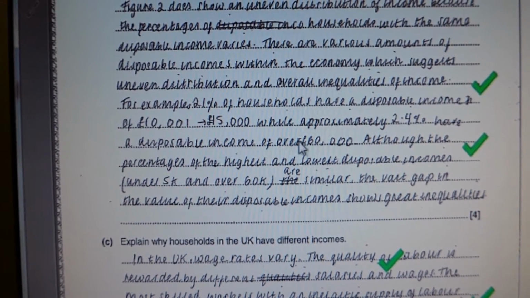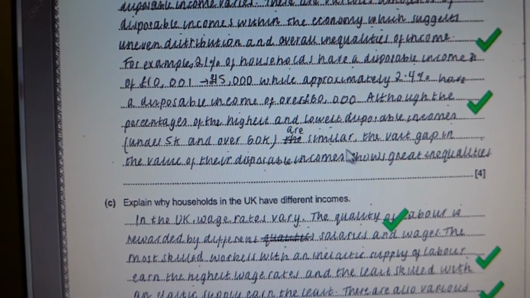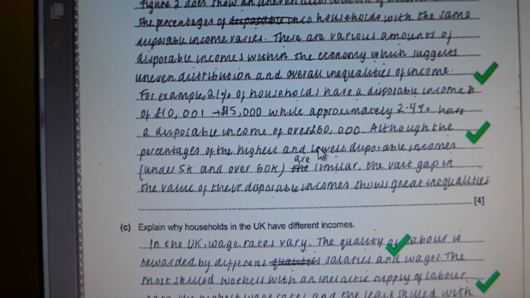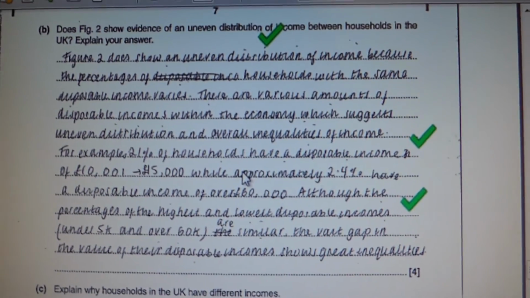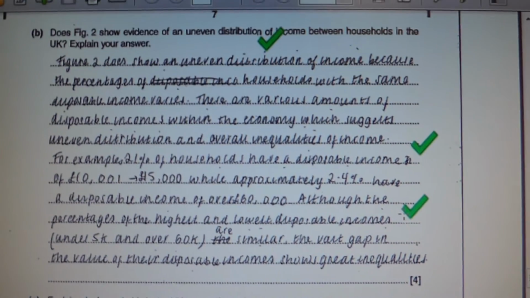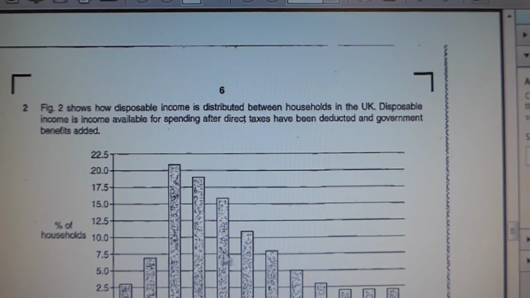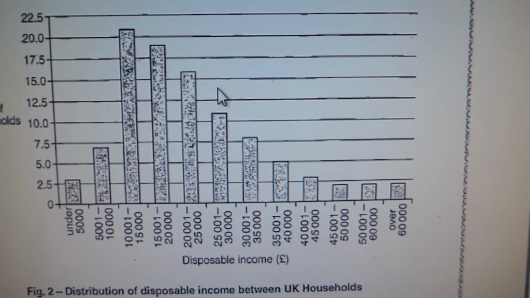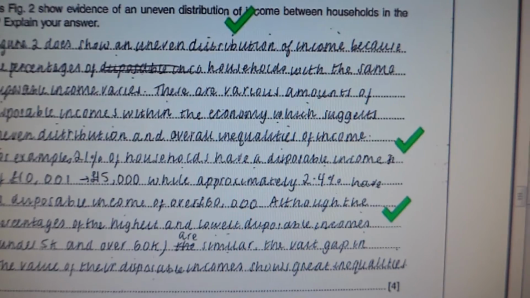2.4% have a disposable income over 60,000, tick. Although the percentage of the highest and lowest disposable incomes are similar, the vast gap in the value of their disposable incomes shows great inequalities. So again, the number of ticks on this one identifies the number of marks. So this is 1, 2, 3 ticks. So this candidate scored 3 out of 4. Should probably have mentioned something about the very significant proportion who are in this section here, the 10 to 30,000 area for the 4th mark.